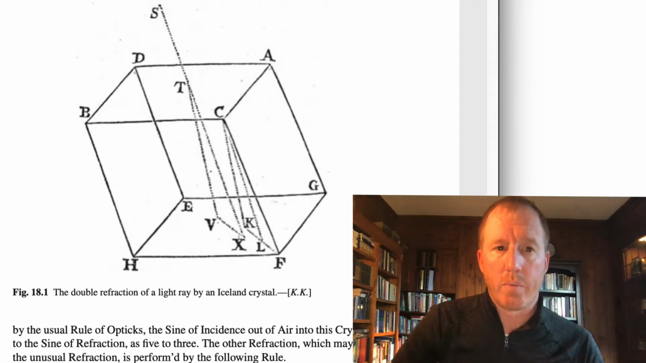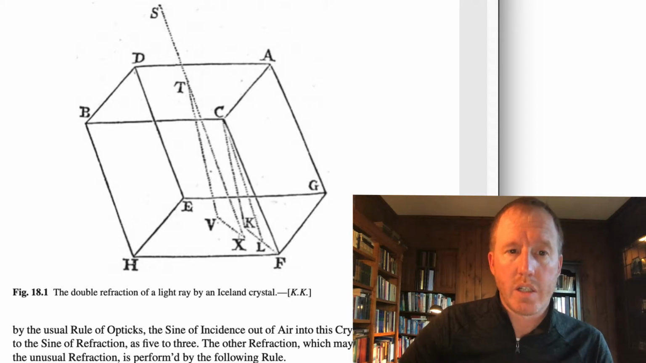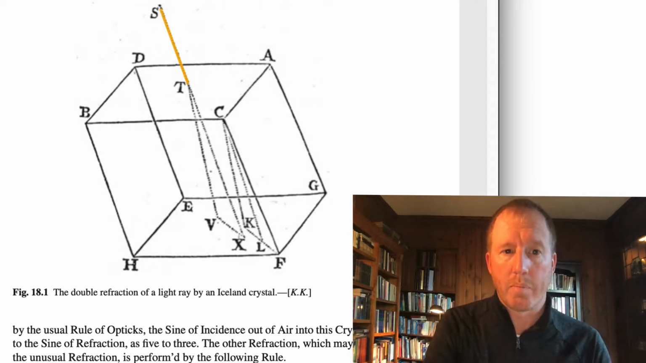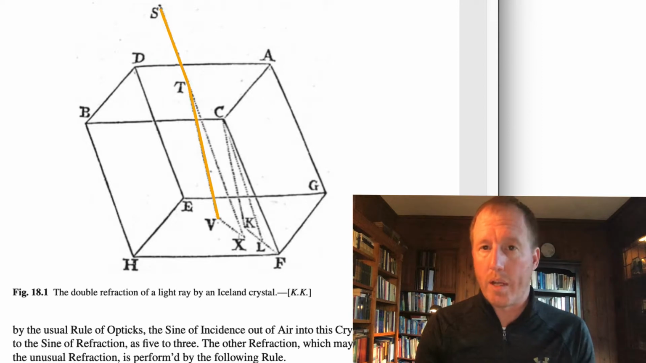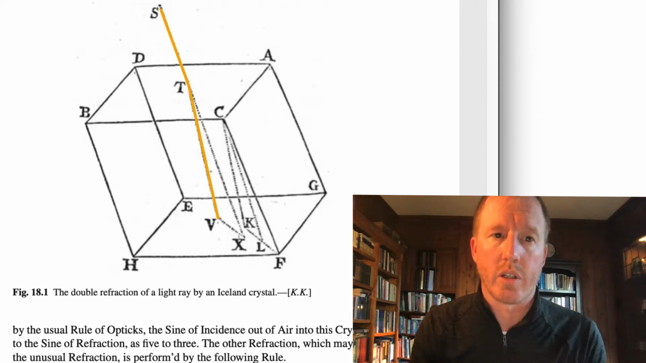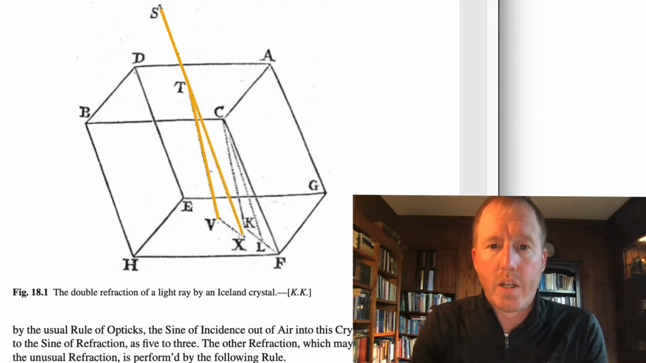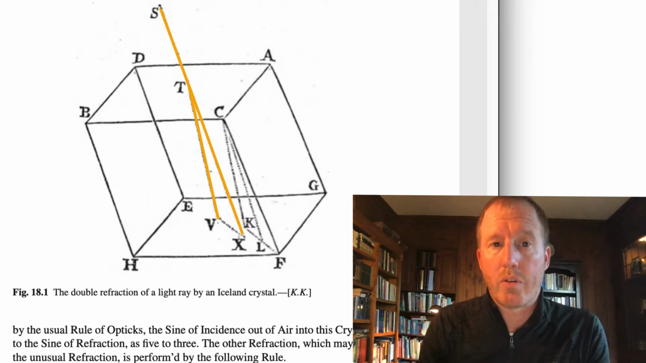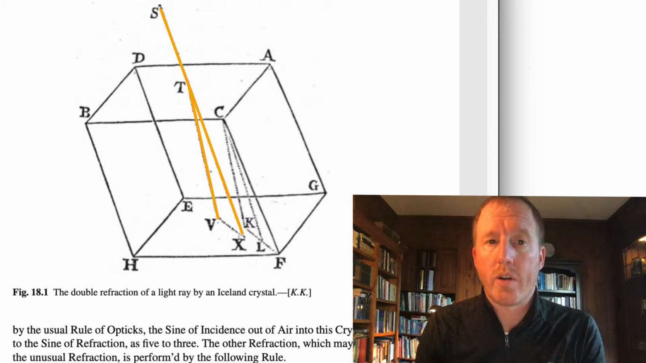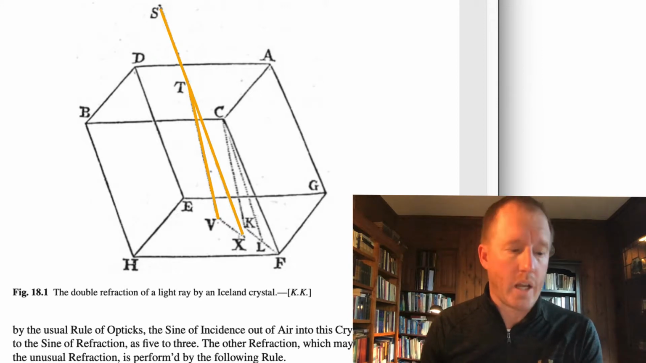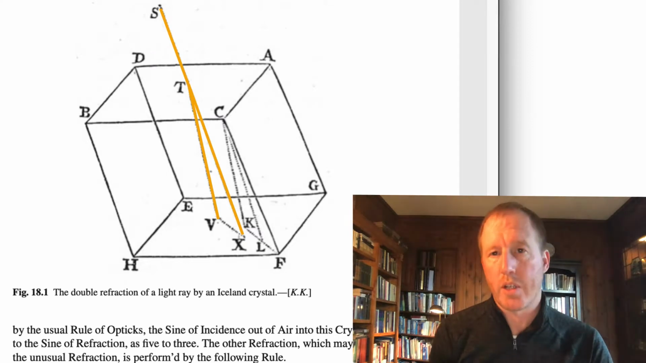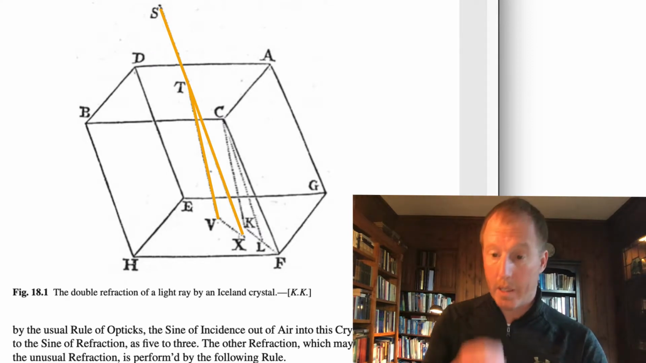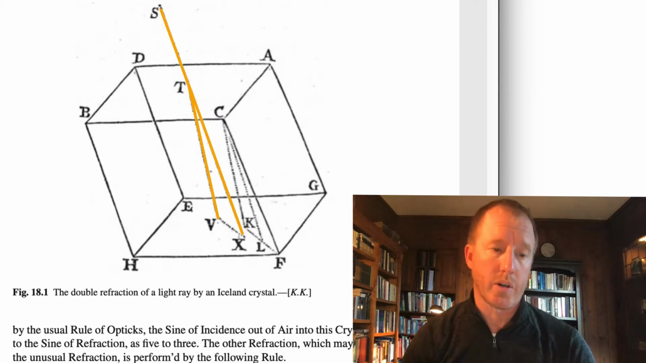if a ray of light comes into it along line ST, it will break into two beams, one that obeys the ordinary law of refraction along line TV, and the other one that does not obey the ordinary law of refraction, that goes along line TX. So Newton calls the one that obeys an ordinary law of refraction the ordinary beam, appropriately, and the other one the extraordinary beam. Now, it's important to recognize that he's not merely interested in this as a curiosity, but he believes that it provides evidence for his particle theory of light.